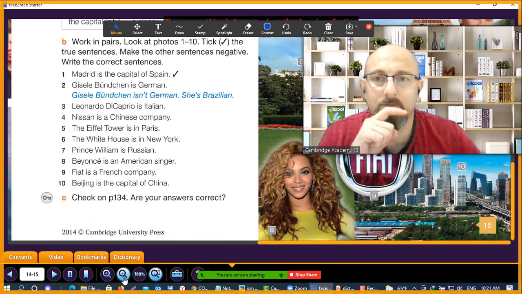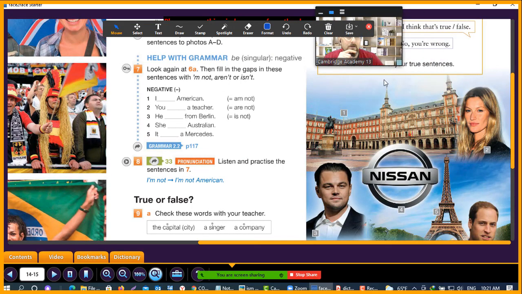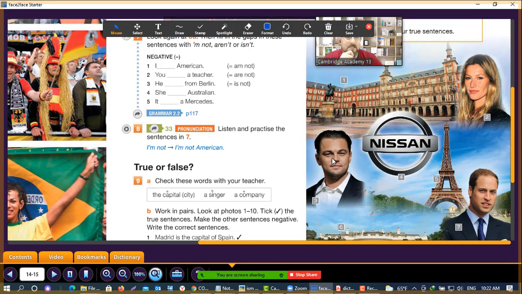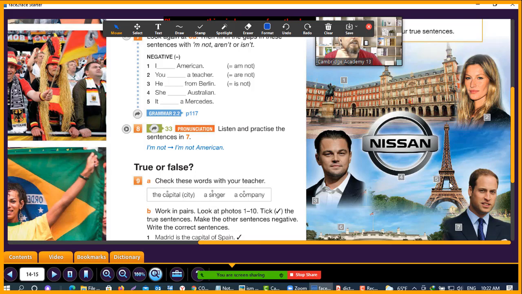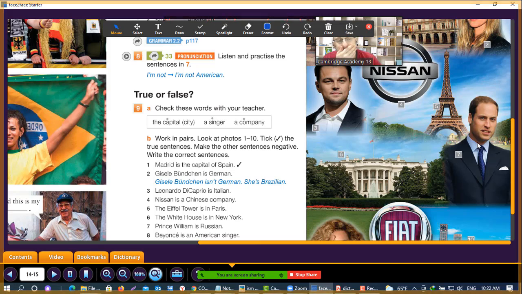Okay, here we have this exercise. Do you know this woman? No, but you know this guy. What's his name? Leonardo DiCaprio. And what's Nissan? A company of car. Very good. And what's this? Eiffel Tower. And this? This is Prince William, the son of Princess Diana.